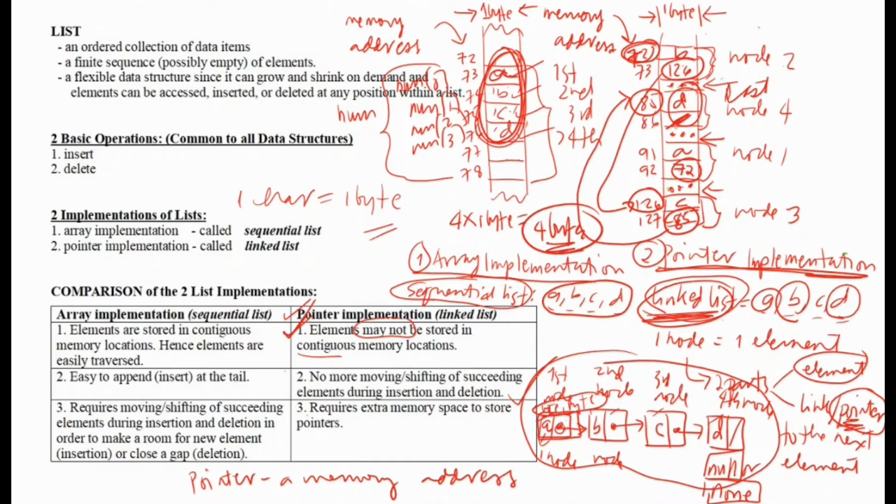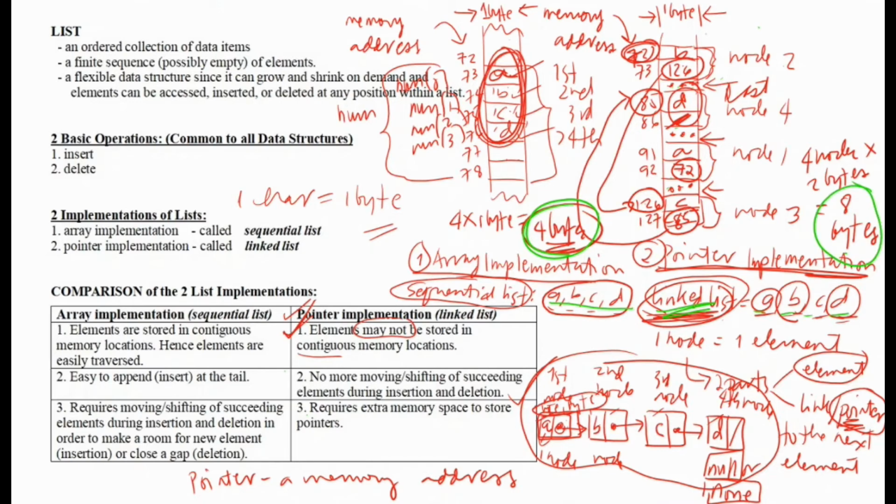How about for the linked list ABCD? If we implement this list ABCD as a linked list, how many total bytes are allocated? There are 4 nodes, right? For 4 elements, each node is occupying 2 bytes. So that would be 8 bytes. So the total RAM allocation for sequential list ABCD is 4 bytes, and for linked list ABCD, it is 8 bytes.